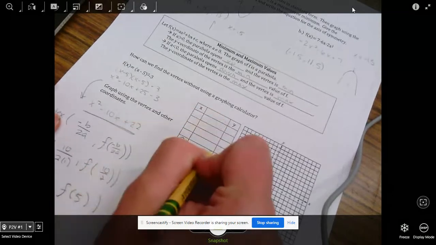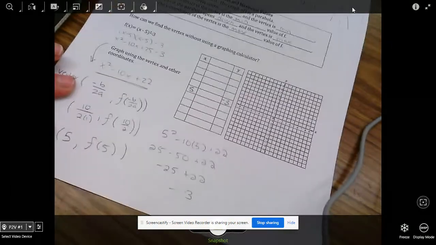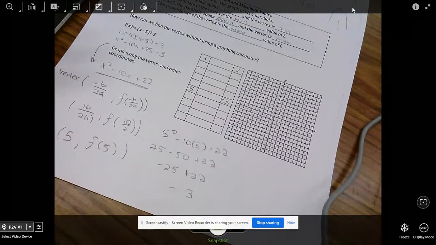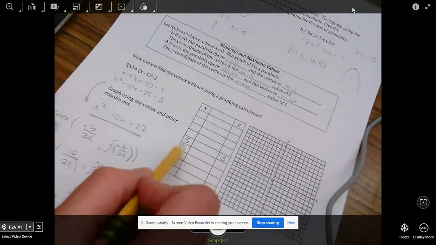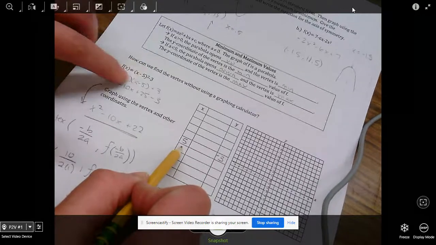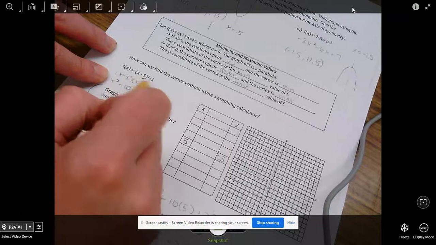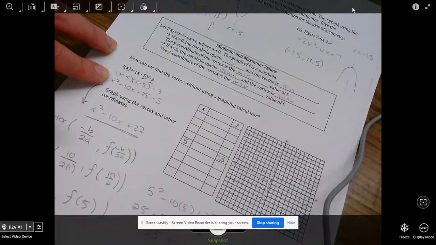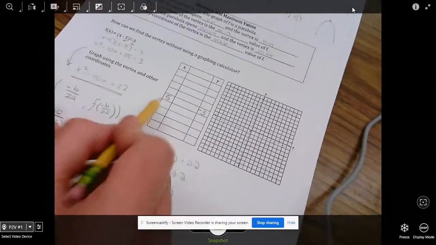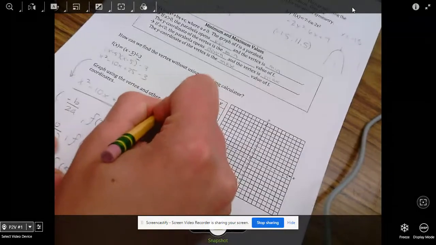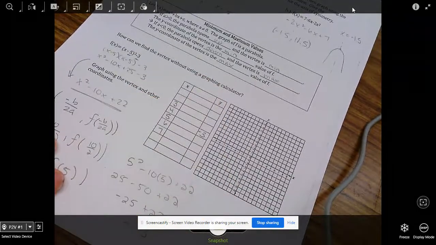The vertex is 5, -3, because it's the best part of the graph. It's the meat of the graph. You want to make sure you see that U-shaped curve, so you need your vertex. So, oh wait, look. 5, -3. This is in vertex form. You can see the vertex. 5, -3. Okay? So once you get the vertex, you pick a few points to the right and you pick a few points to the left, and then you graph.